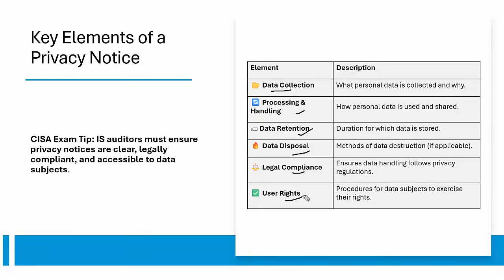Now, data collection, for example: I'm conducting a webinar. I'm collecting an email address. It's okay, that is required. But if I'm collecting a house address, that does not make sense. So I will collect only data which is required, and I'm collecting data for the webinar. That is called processing and handling.